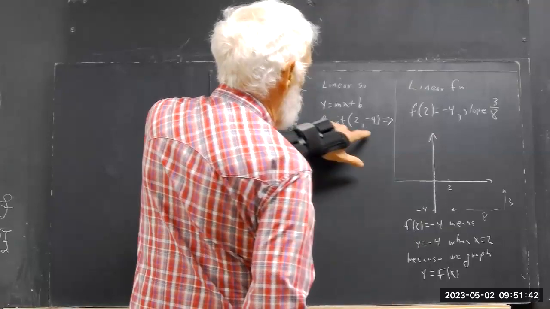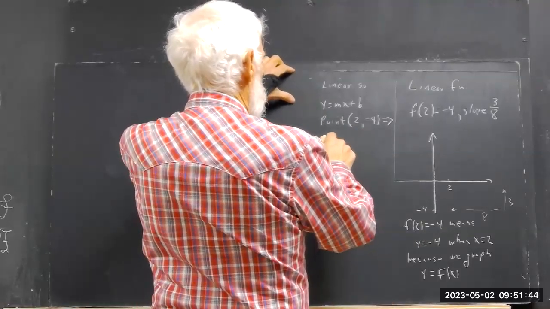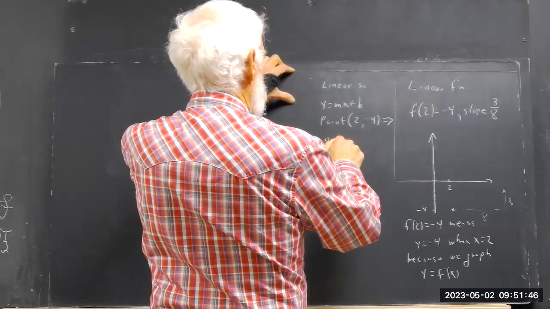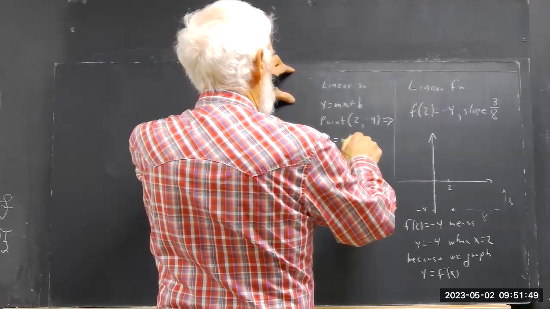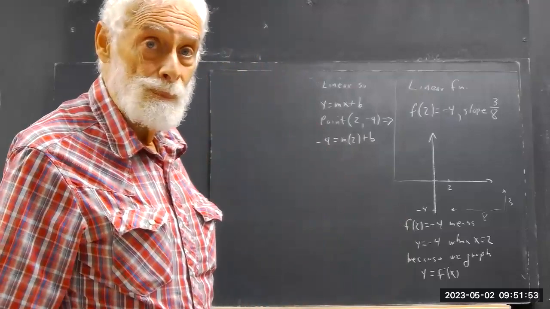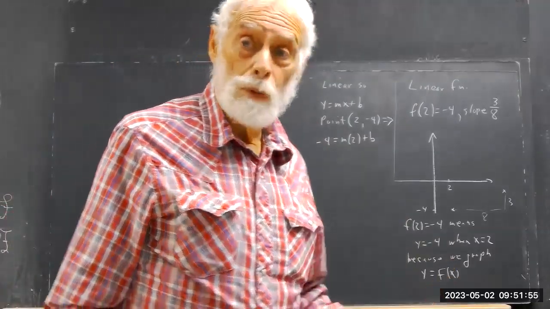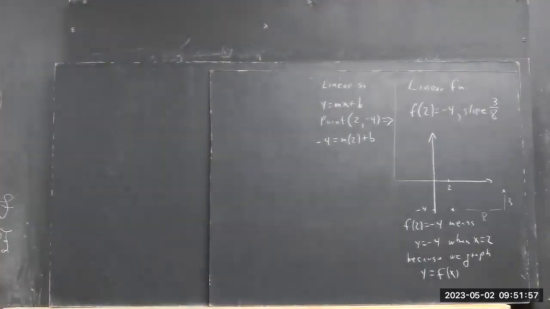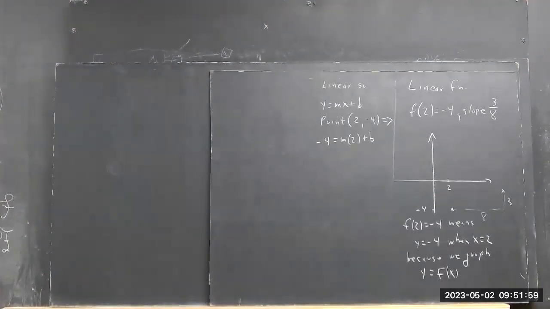Actually, we have the point (2, -4). This tells us that -4 equals m times 2 plus b. Now we even know more. What else do we know about this equation? What other numbers could we put in?